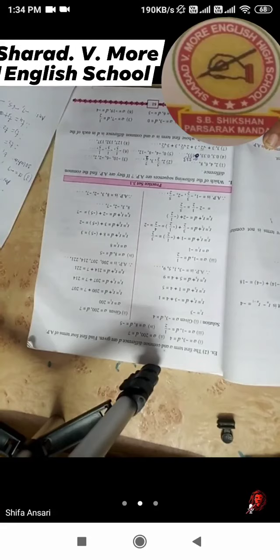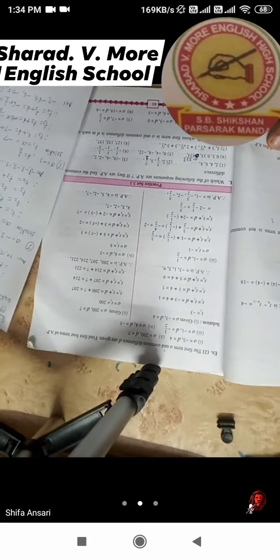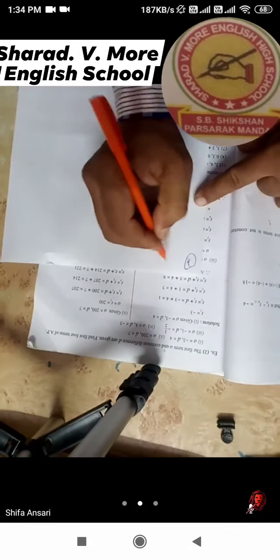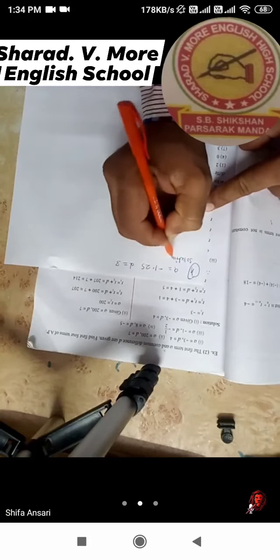A is equals to -1.25 and D is equals to 3. Next question. Question number 4. A is equals to -1.25 and D is equals to 3. Now, its solution.